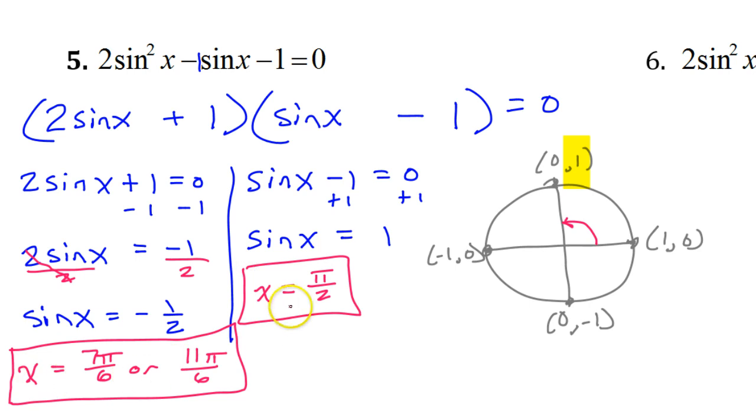Okay, so altogether we have 3 solutions. 7 pi over 6, 11 pi over 6, and pi over 2.